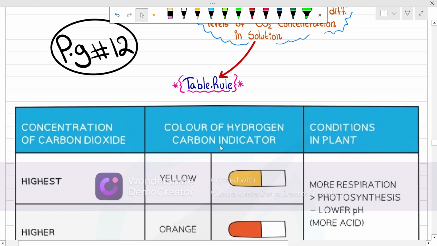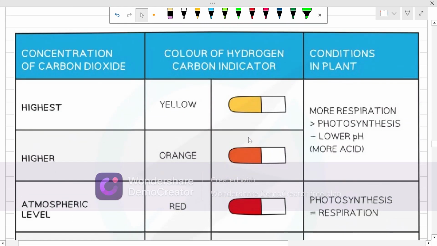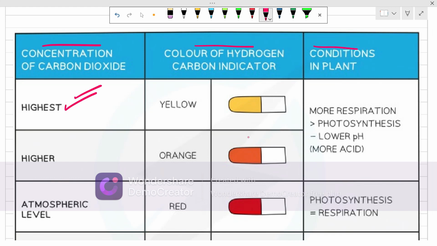Let's have a look at the table to understand what this means. Here we have the concentration of carbon dioxide, the color of this hydrogencarbonate indicator, and the condition of the plant. The highest is yellow. The higher, but not the highest, is orange. So during these two, carbon dioxide concentration is very high. The color is orange or yellow, and during this time, there's more respiration than photosynthesis.